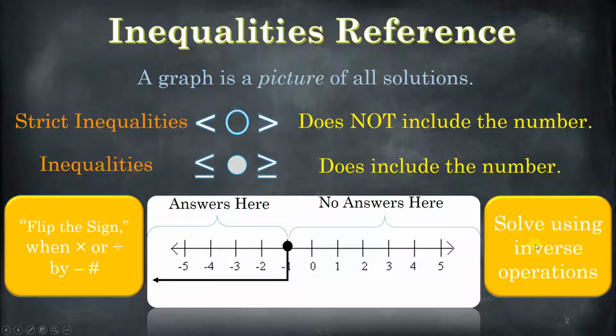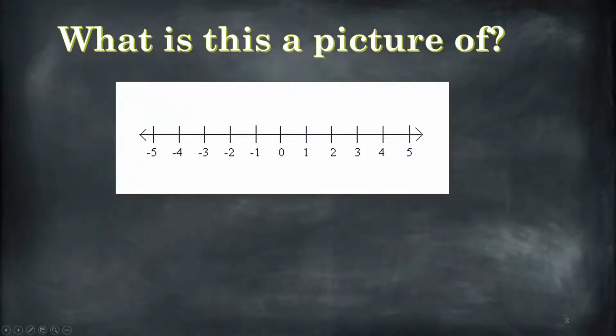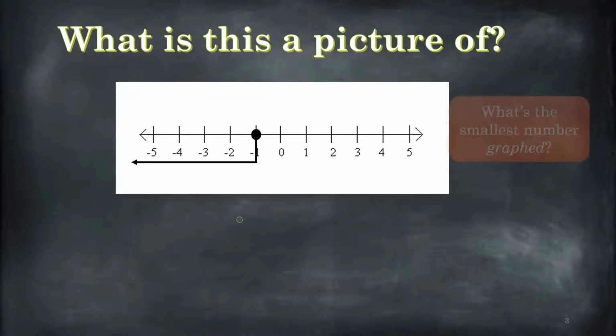Now, what we're going to learn today is that we're using inverse operations to solve, and then there's a slight variation on inverse operations that we're going to learn about. So, here we go. What is this a picture of? Did you say a number line? I hope so. All right, now, what's this a picture of? Did you say -1? Because that's what that's a picture of. That's all it is. We have a solid dot on -1. Now, what we have is a picture of all of the numbers less than -1.